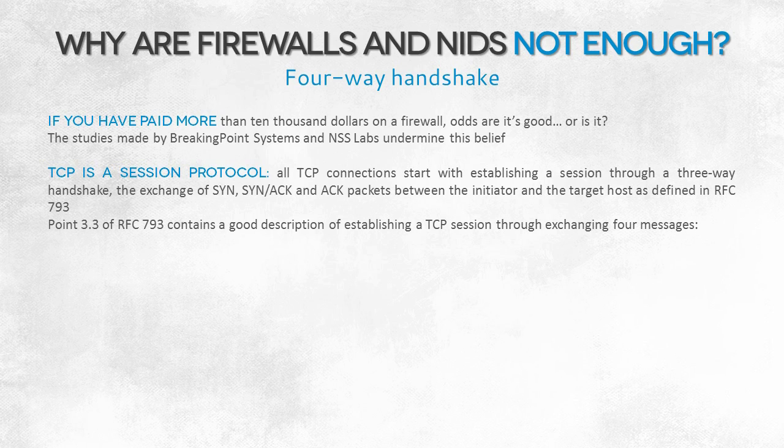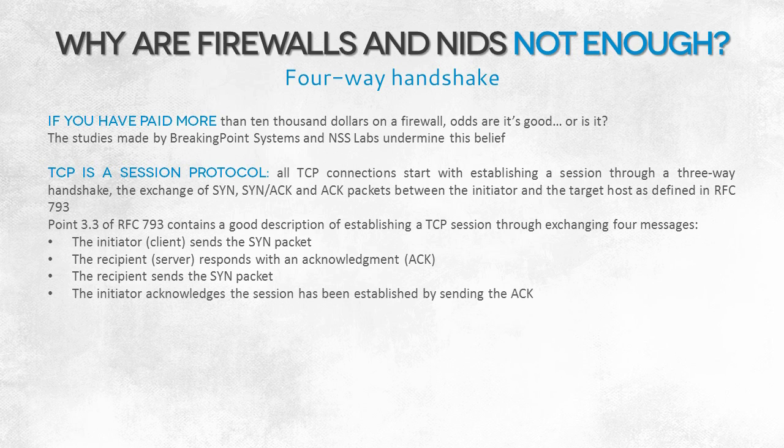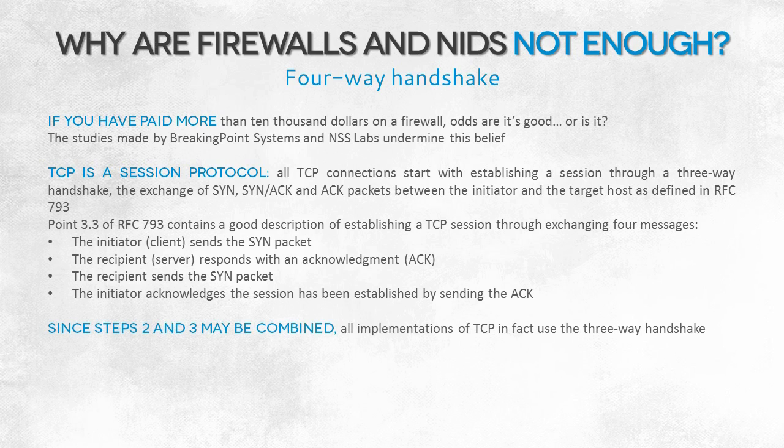In section 3.3 of the RFC 793, this process is described slightly differently. According to the document, the client, the initiator, sends a SYN packet. The receiver acknowledges it by sending an ACK packet. Then it sends its sequence number in a separate packet. Having received the SYN packet, the initiator acknowledges it by sending its ACK packet. Thus, the RFC describes session establishment as a four-stage process. It requires the exchange of 4 messages rather than 3.